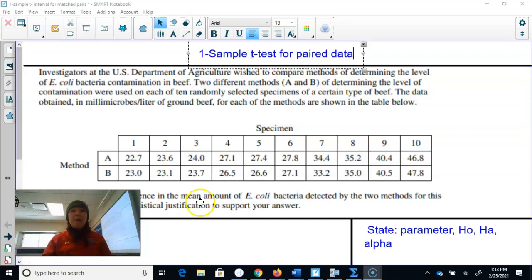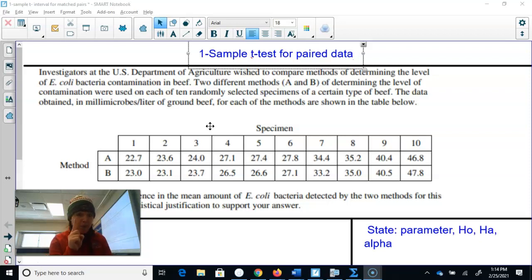Deep breath. What you can see in the table is each specimen. There were 10 specimens, and both methods were used on each specimen. When a subject or a unit gets both treatments, that is a matched pairs experiment, which means our t-test is going to be a little bit different. We still only have one sample, but two things were happening to that one sample, and we're going to investigate the average difference between those two things.